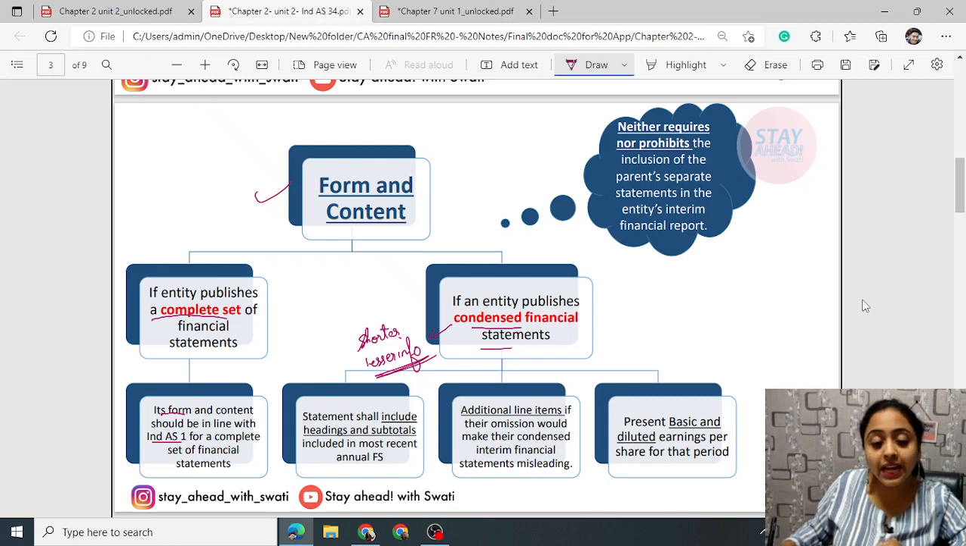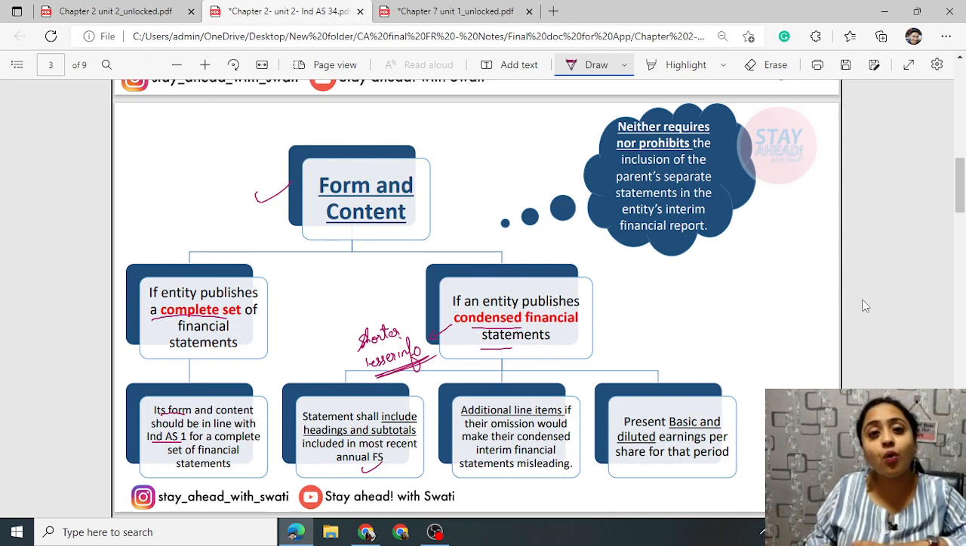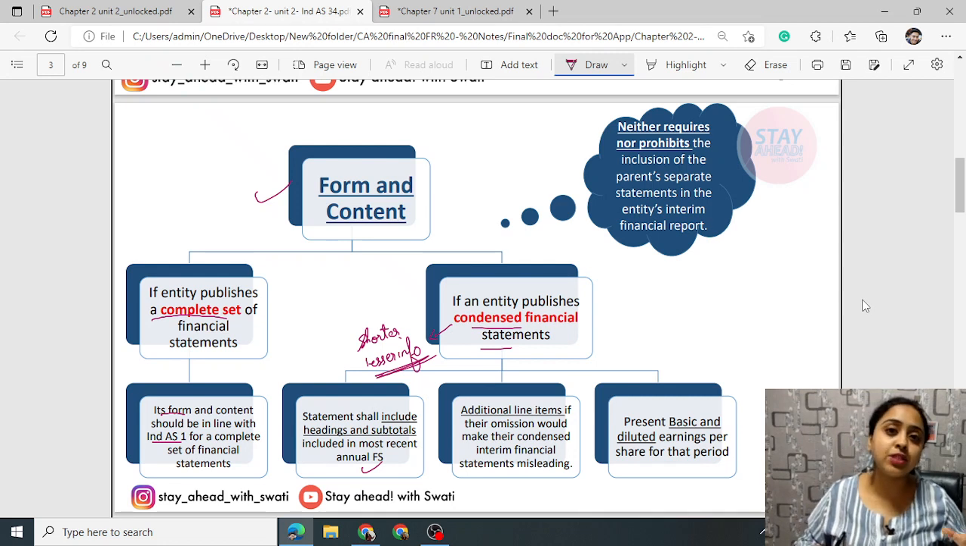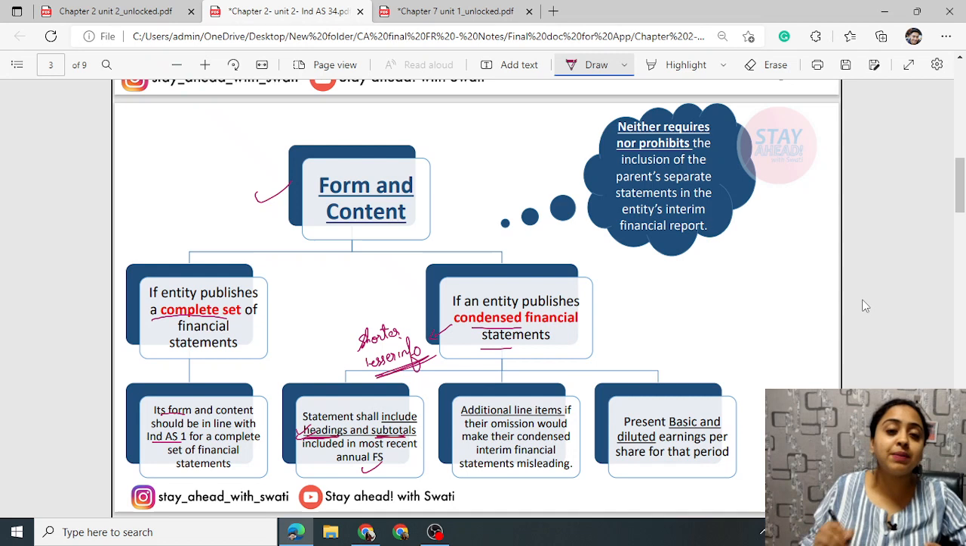The statement shall include headings and subtotals included in the most recent annual statement. Okay, now it cannot skip the heading part. Whenever you are condensing your financial statements, whenever you are permitted to show lesser information, this lesser information should consist of all the headings that were mentioned in the annual statements. You cannot skip the headings and subtotals while presenting the condensed financial statements, that is, lesser information.